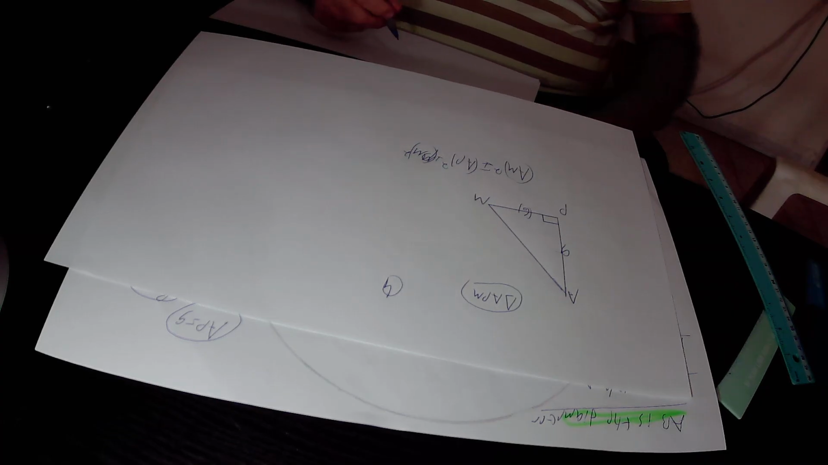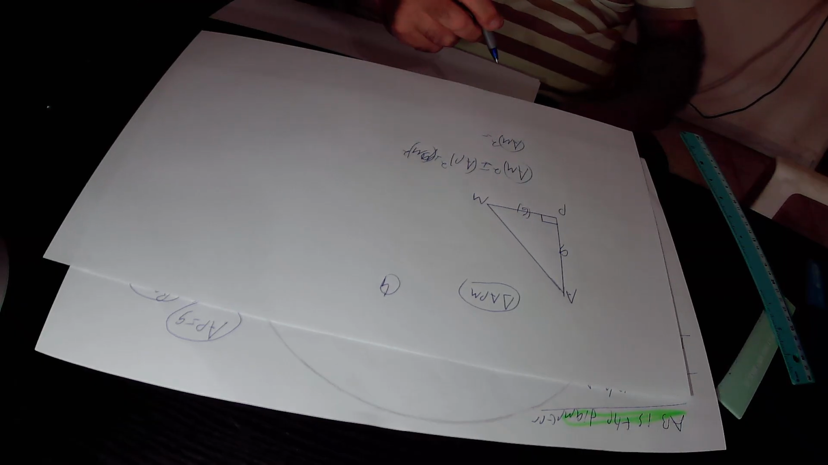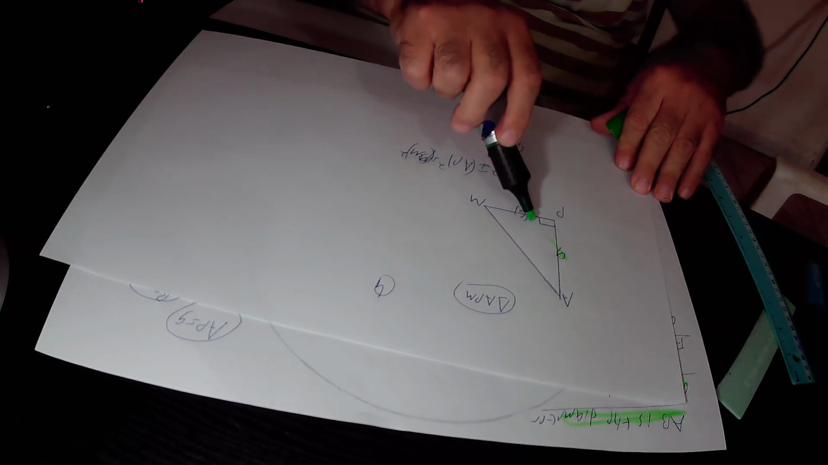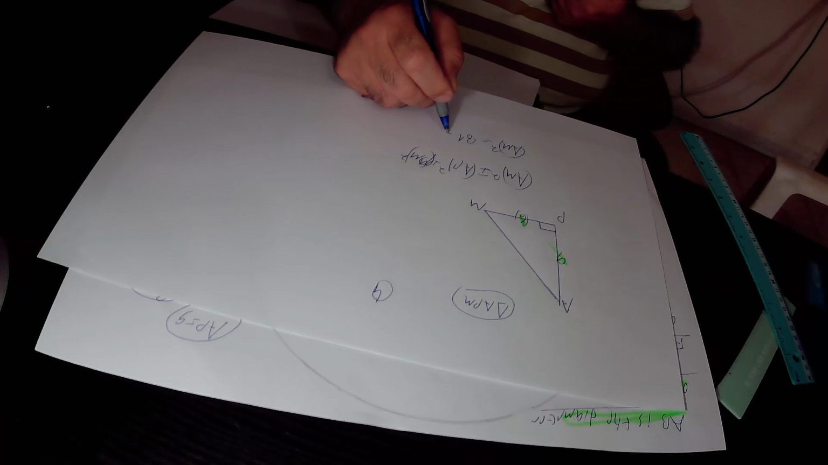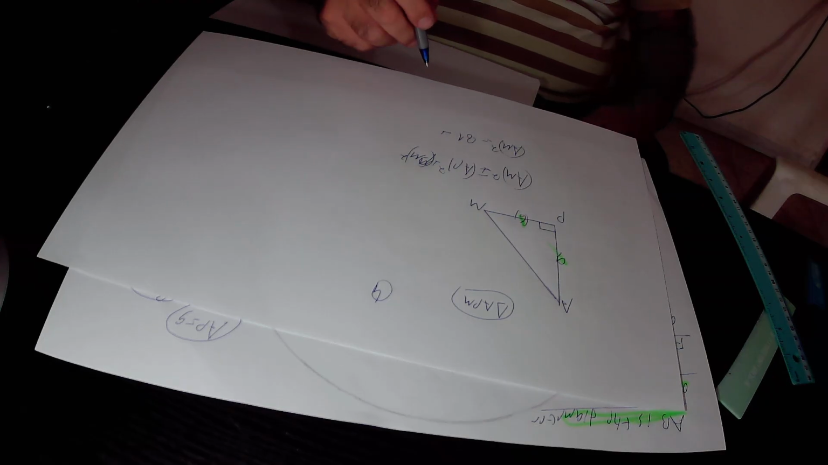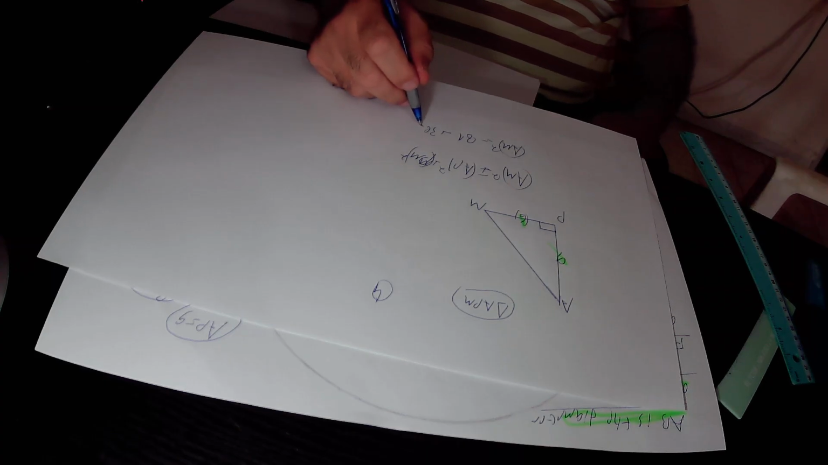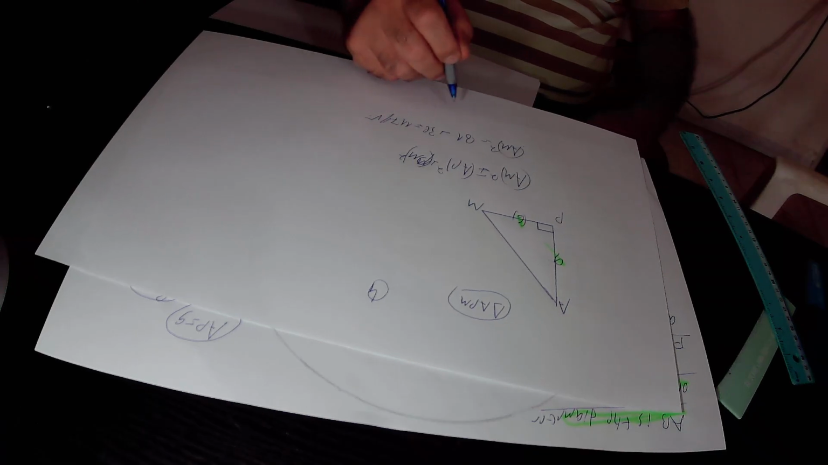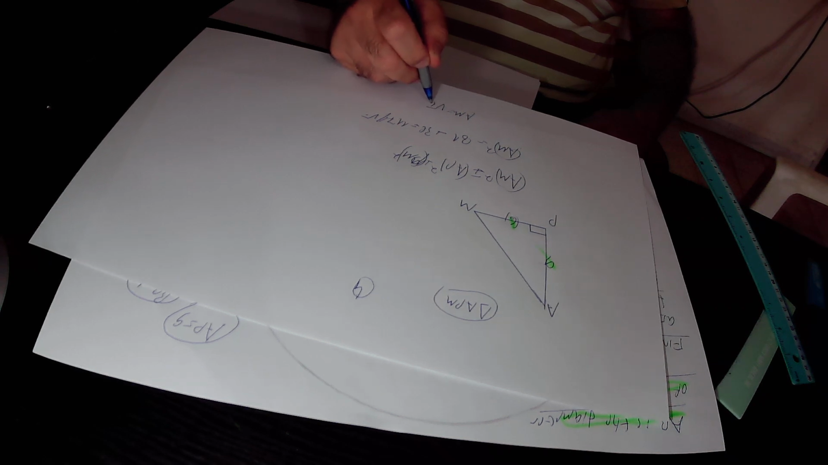AM is the missing side, so AM squared equals AP squared. AP is 9, therefore AP squared is 9 squared, that is 81, plus PM squared. PM is 6, therefore PM squared is 6 squared, that is 36. So AM squared equals 81 plus 36, that is 117. Here we take the square root of this equation and finally get that AM equals the square root of 117 units in length.